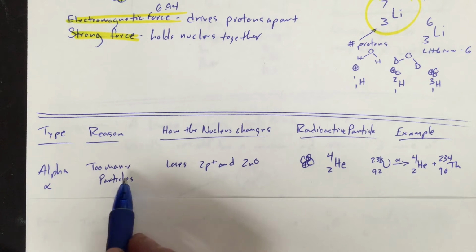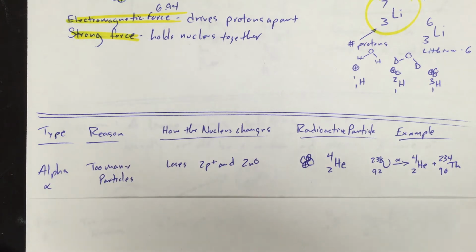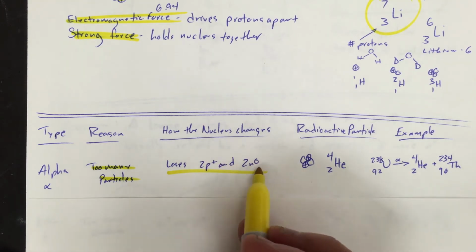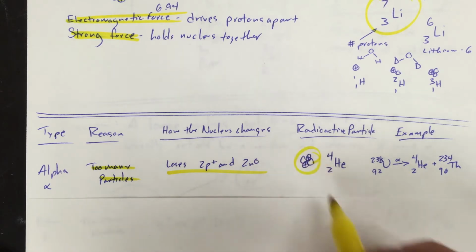Alpha radiation occurs because there are simply too many particles in the nucleus, right? The nucleus has too many particles to be stable, and that causes the nucleus to spit out some particles. It loses 2 protons and 2 neutrons, and those particles fly out as the alpha particle, and that's what the particle looks like in isotope notation.